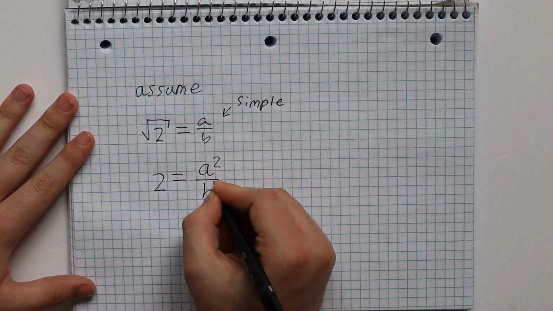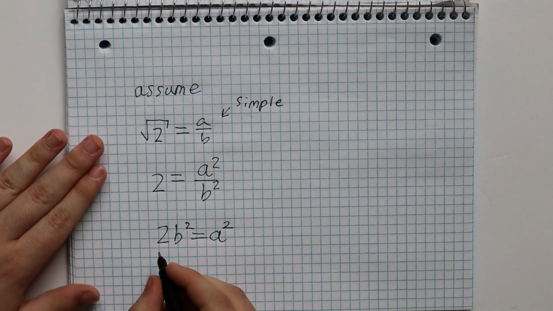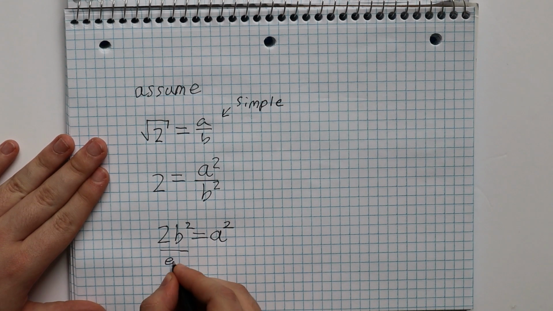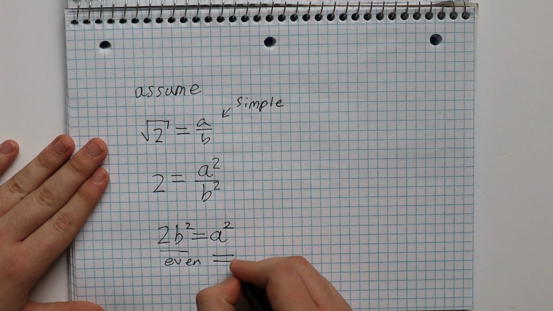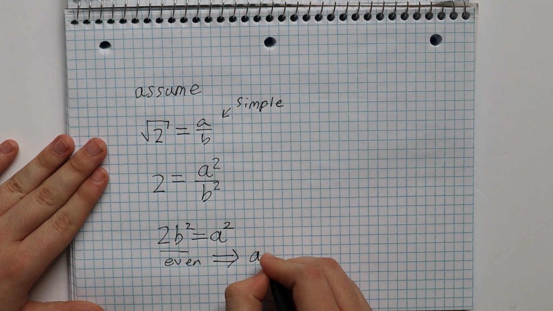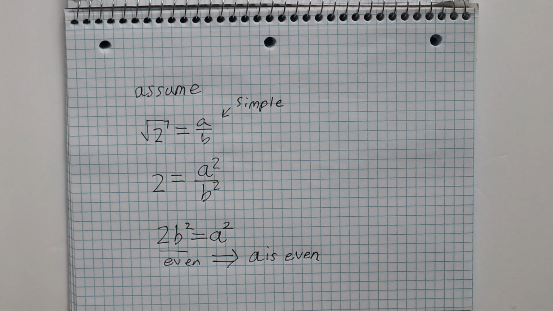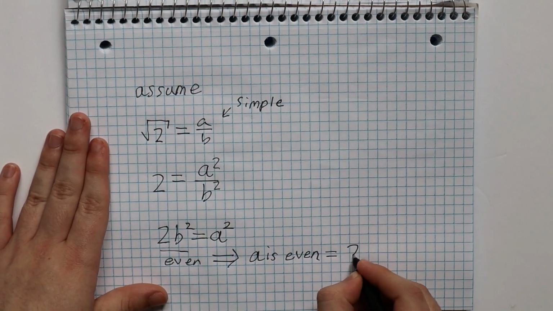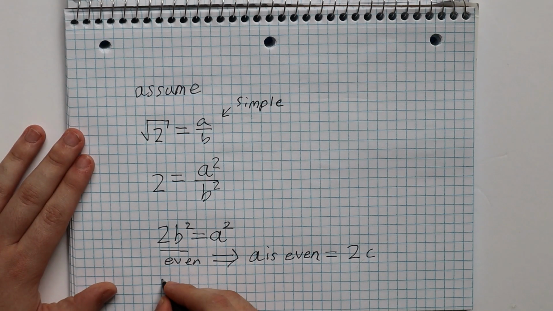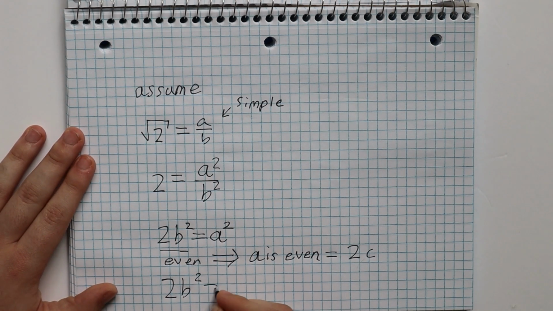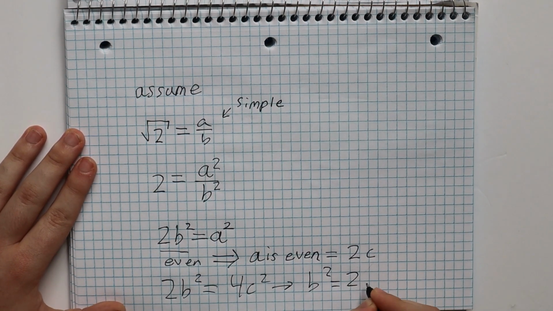Now this can be rearranged as 2 times b squared is equal to a squared. Now since the left-hand side is even, then the right-hand side must also be even, implying that a is even, since if a squared is even, then a is even. Now since a is even, we can describe a as equal to 2c, thus implying that b squared is equal to 2 times c squared, meaning that b squared is even, and then also that b itself is even.